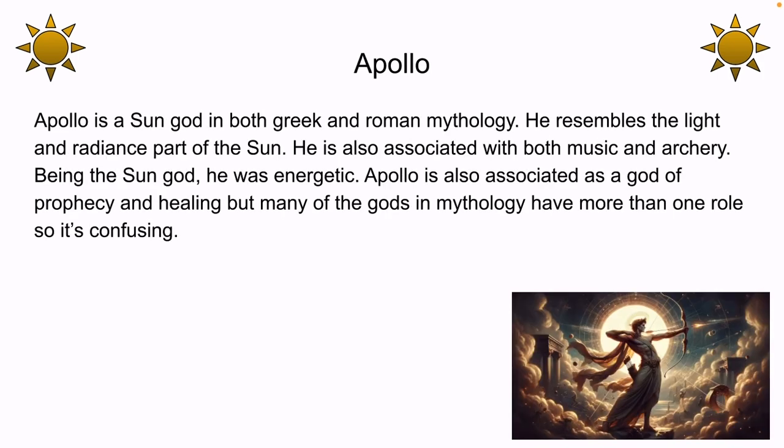Apollo is the sun god of both Greek and Roman mythology. He resembles the light and radiance part of the sun. He is also associated with both music and archery. Being the sun god, he is energetic. Apollo is also associated with prophecy and healing, but many of the gods in mythology have more than one role, so it's confusing.